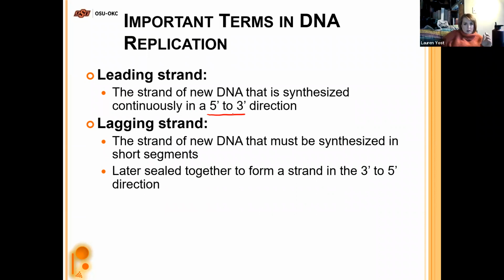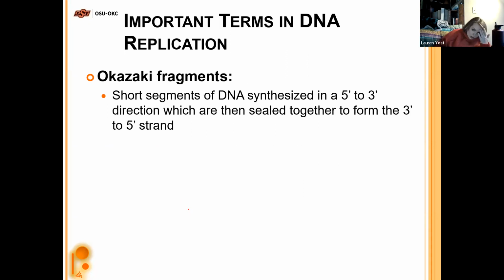Then we have the lagging strand. I'll show you a picture on how this makes sense in a moment. The lagging strand is essentially going to have to be made in short segments because we can only still go in 5' to 3'. Those little segments that we would be making to keep going in 5' to 3' with the opposite strand, those are called Okazaki fragments. And they're synthesized in 5' to 3'. And then we'll have to seal them all together with ligase to make a continuous strand.